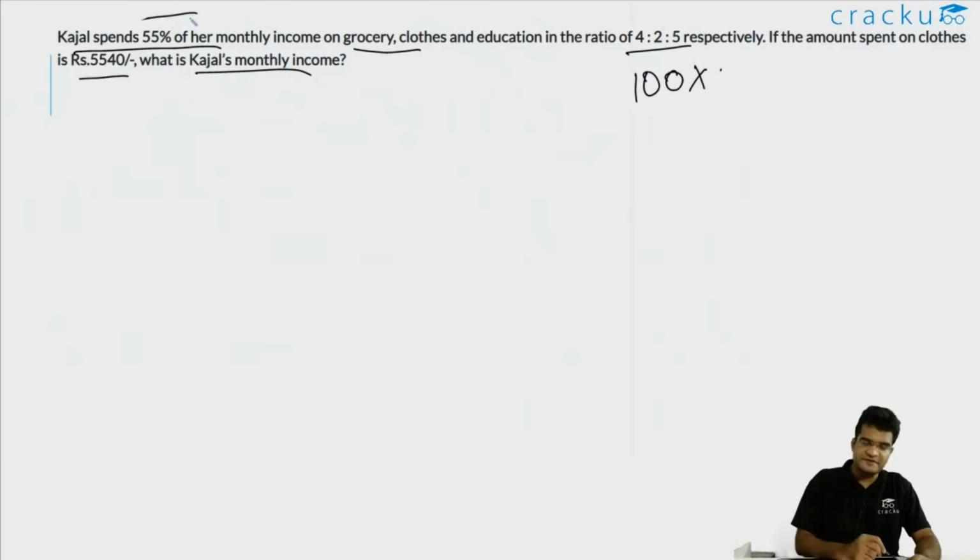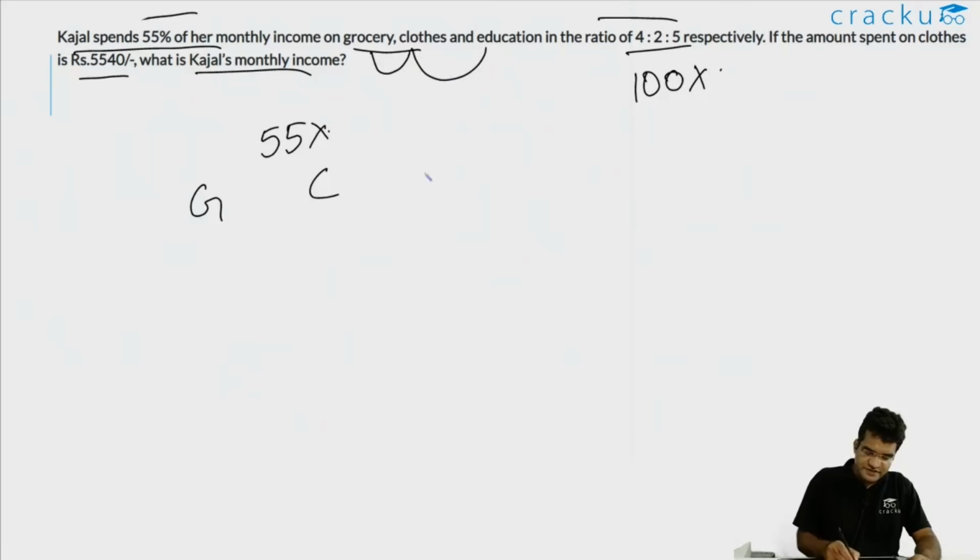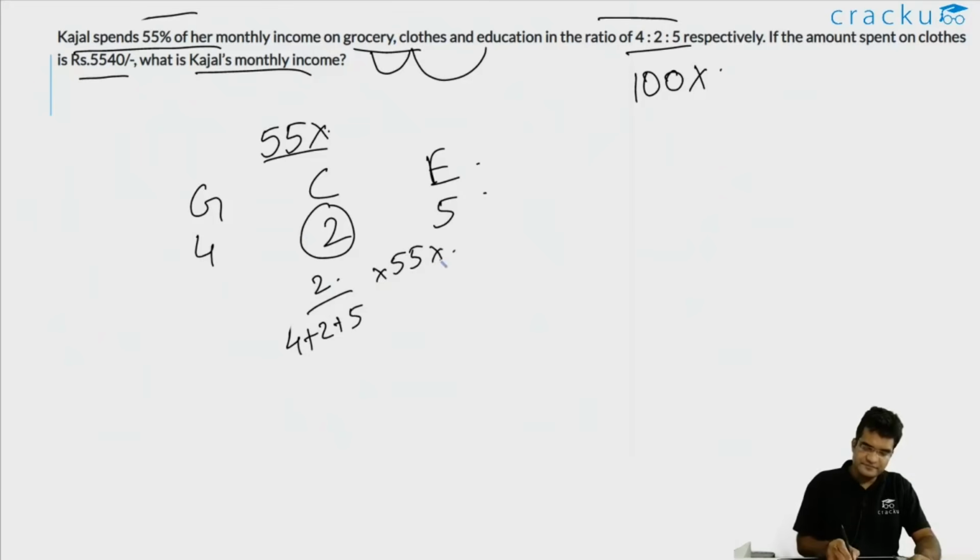Now she spent 55% of her monthly income on the three things that are mentioned in the question. That is, she spent 55x on groceries, clothes, and education. And what is the ratio in which she spent the 55x? The ratio is 4:2:5. So how much of it did she spend on clothes? The amount she spent on clothes is 2 by 4 plus 2 plus 5 into 55x. Now 4 plus 2 plus 5 is 11. So this is equal to 2 by 11 into 55x, or this is equal to 10x.